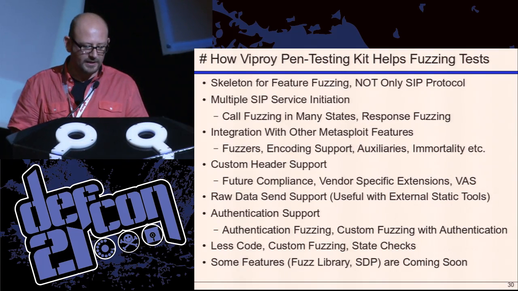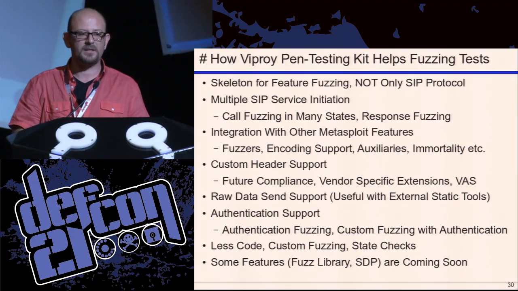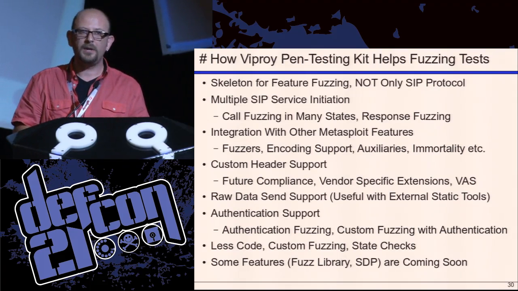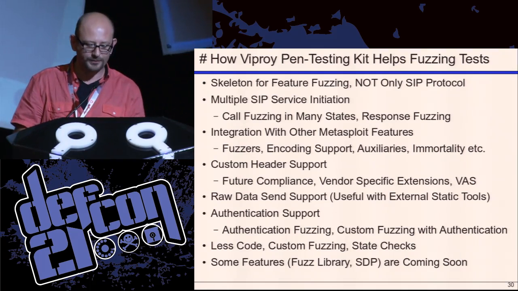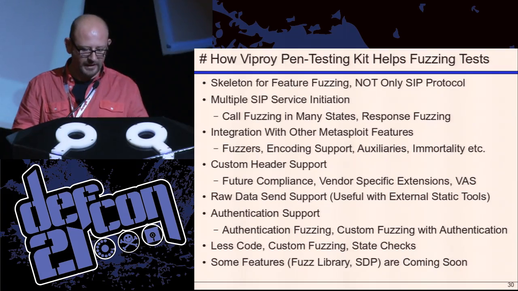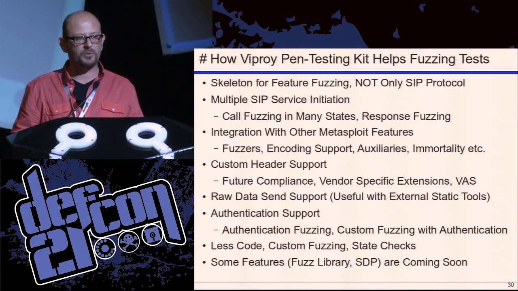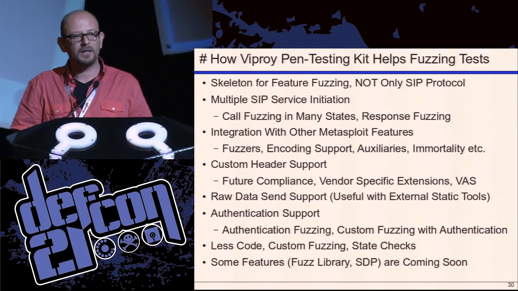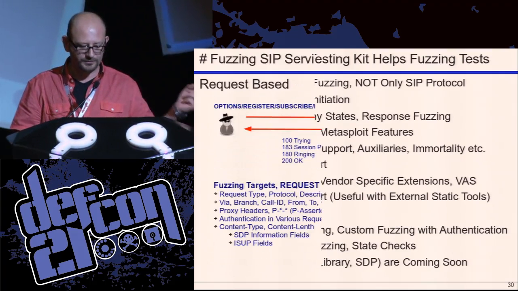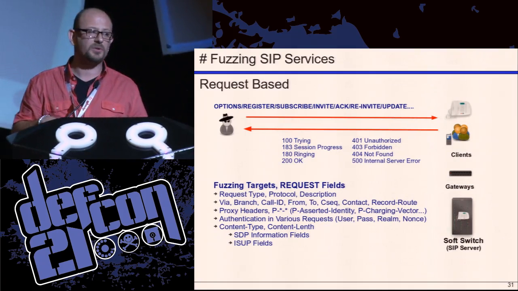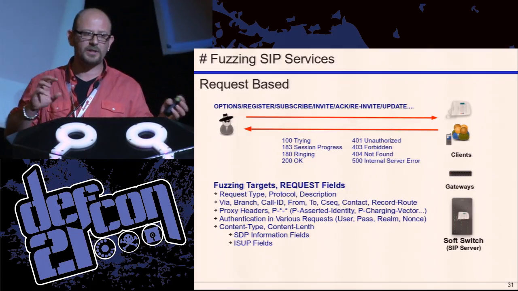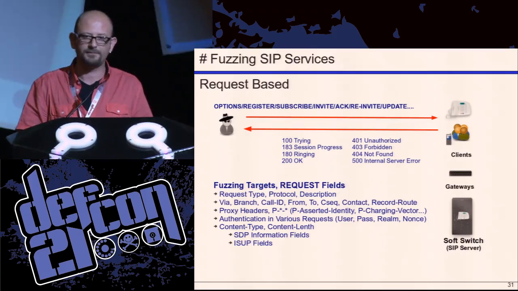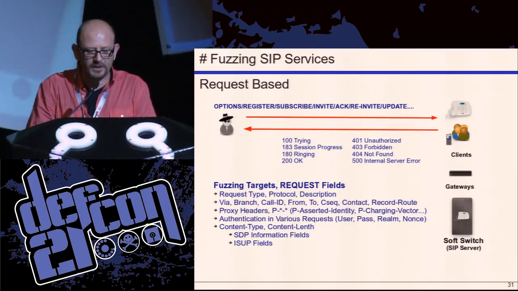Okay, vPro, how does it help you? It has a basic SIP library. A few modules have dumb fuzzing support. I will show you. Also, we have custom header support, so we can easily bypass many things before fuzzing. Also, less code, only 20 lines, maybe more. We can easily develop our tools. Also, it has raw request support, so you can combine it with your generic fuzzer. It's really free. Fuzzing SIP services, request-based.